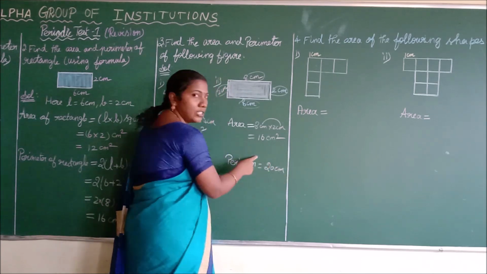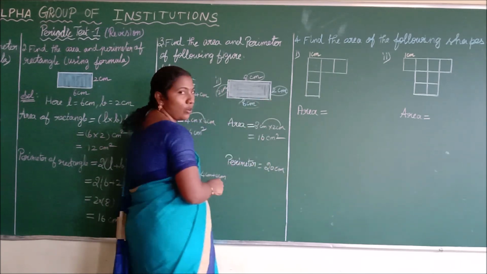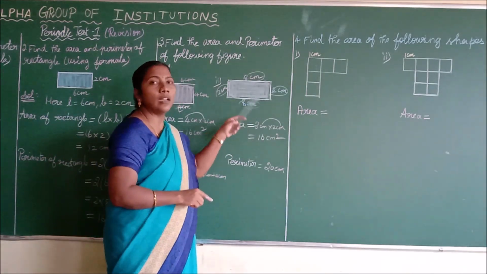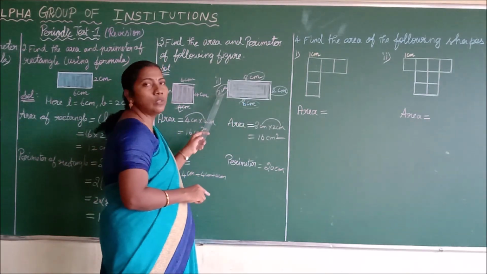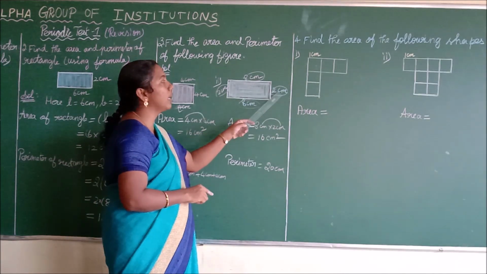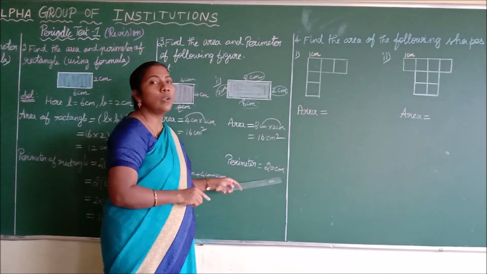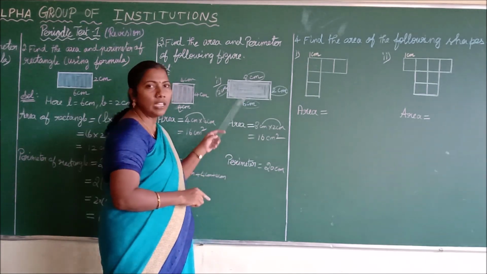Here you have to write it, children. I did it orally. Here you have to write the measurements: 8 centimeter plus 2 centimeter plus 8 centimeter plus 2 centimeter. Okay. 8 plus 2 is 10. 10 plus 8 is 18. 18 plus 2 is 20 centimeter. Thus we have calculated the perimeter of the given shape.